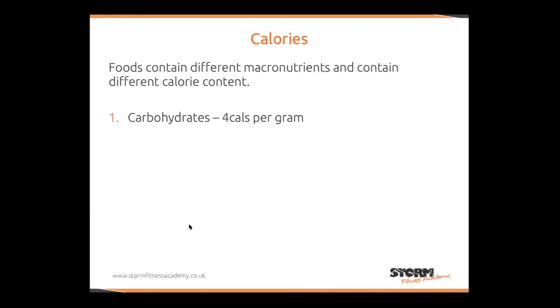Different macros have different amounts of calories. So carbohydrates have 4 calories per gram. Any ideas how many protein has? 4 as well. Yeah, 4 as well. And then fats? 9. 9, yeah.